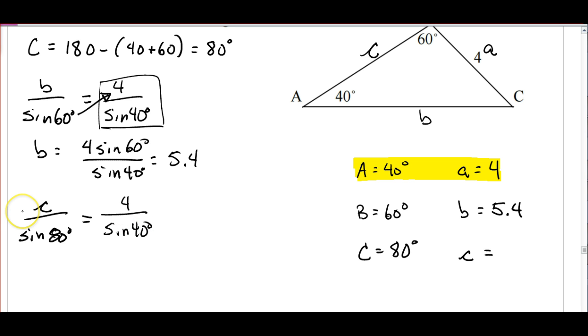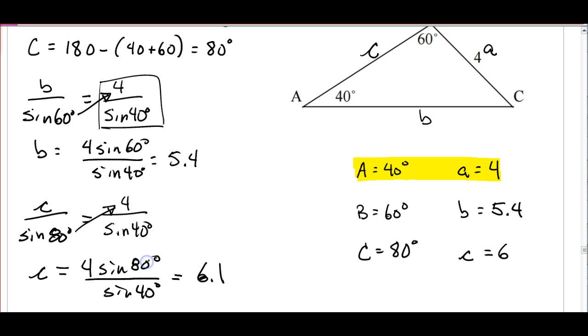Again, if you use the forms that have what you're trying to solve in the numerator, we only have to cross multiply one way, and we get c is equal to 4 sine 80 degrees over sine 40 degrees, which gives us about 6.1. Fill that in my answer chart. Again, I want you to do this on the test. And there you have it. We've filled out all 6 pieces of information.